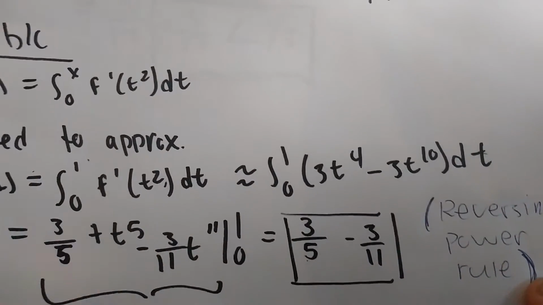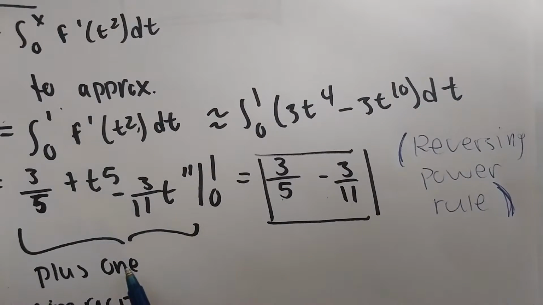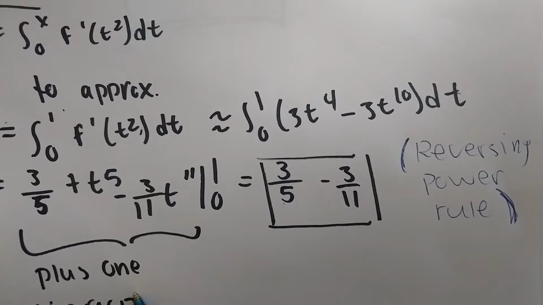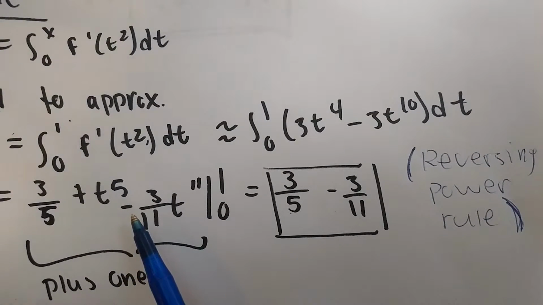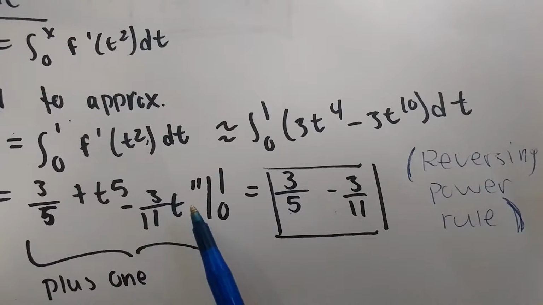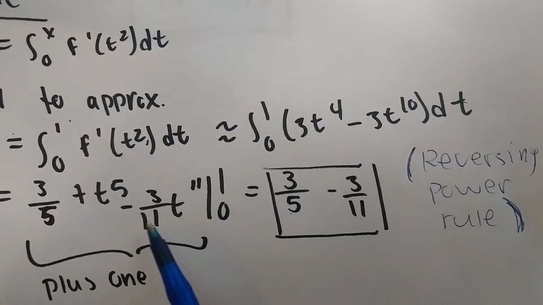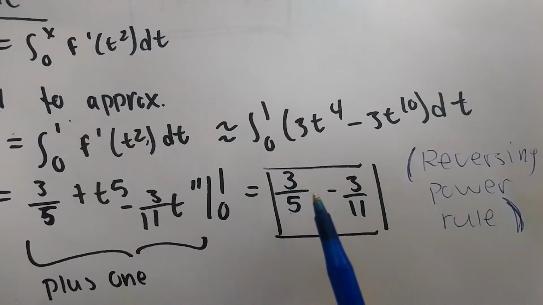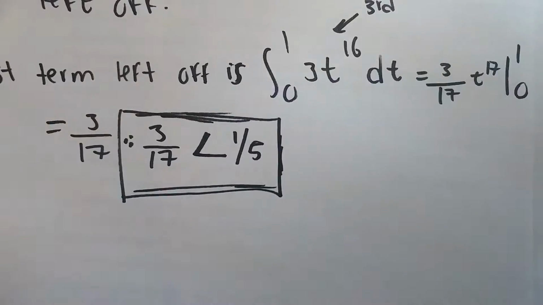To solve that, it's just the reverse of the power rule. You add 1 to the exponent and multiply by the reciprocal. Doing that, you get 3 over 5 t to the fifth minus 3 over 11 t to the eleventh, and then you take the bounds, plug in 1 for the t's, plug in 0 for the t's, and you get 3 over 5 minus 3 over 11. That is your answer for part C.